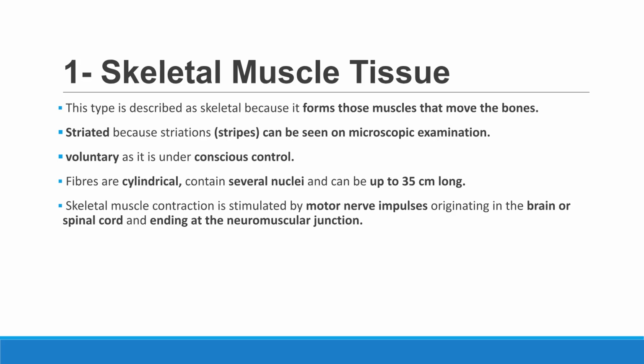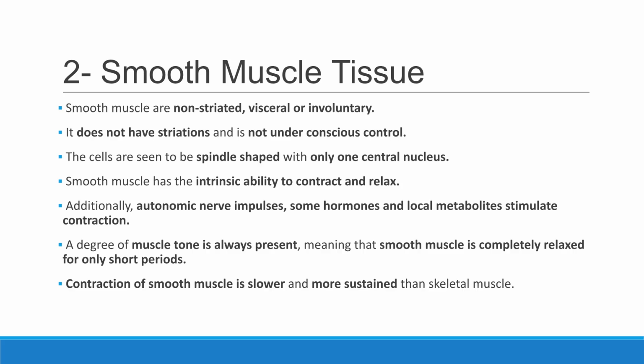Skeletal muscle is striated and voluntary, meaning it is under conscious control and moves the bones. The fibers are cylindrical with multiple nuclei. Contraction is stimulated by motor nerve impulses. Smooth muscle is non-striated and involuntary. Cells are spindle-shaped with one central nucleus. It contracts and relaxes with intrinsic ability, stimulated by autonomic nerve impulses, hormones, and local metabolites. Contraction is slower and more sustained than skeletal muscle.